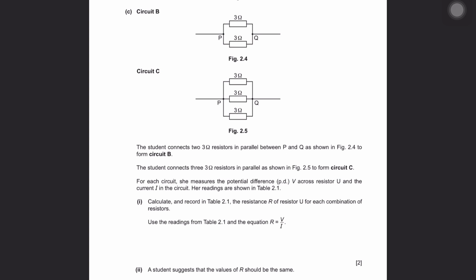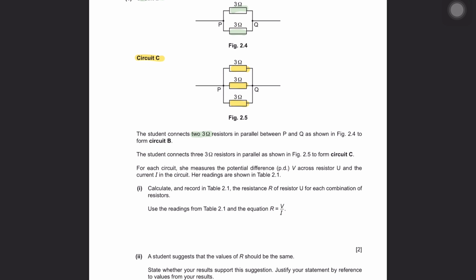Question C. Circuit B has 2 resistors connected in parallel to each other. And for circuit C, you have 3 resistors connected in parallel to each other. The student connects 2 3 ohm resistors in parallel between P and Q as shown in figure 2.4 to form circuit B. The student connects 3 ohm resistors in parallel as shown in figure 2.5 to form circuit C. For each circuit, she measures the potential difference V across resistor U and the current in the circuit. Her readings are shown in Table 2.1.